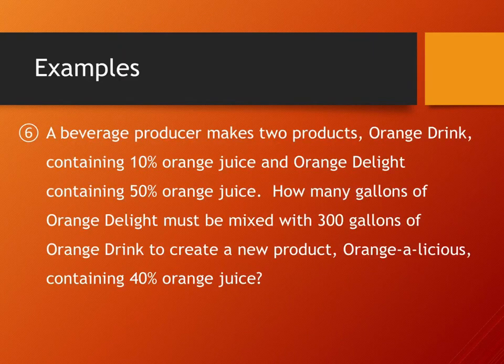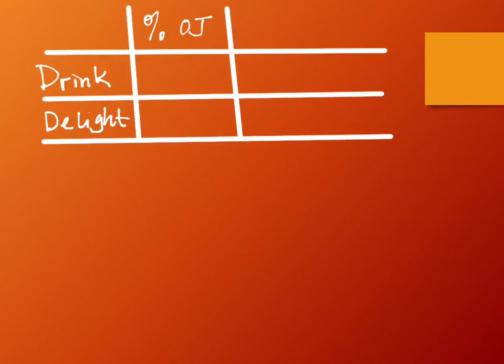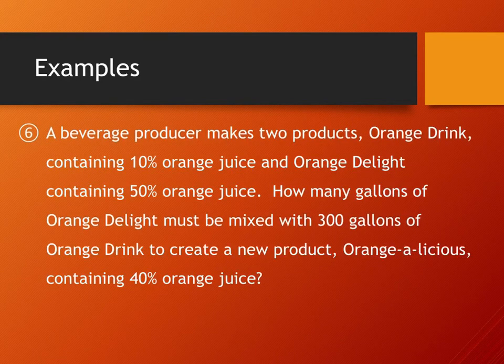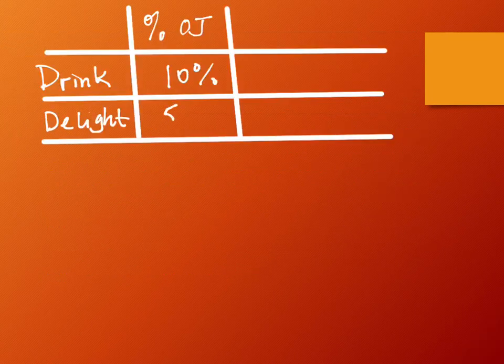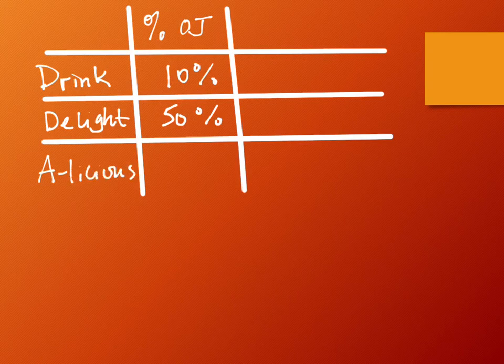So if you look back over here, what is the percentage of orange juice in orange drink? It's 10%. So for right now, I'm just going to write 10% in my table. What is the percent of orange juice in Orange Delight? 50%. Oh, there's one more. Sorry, I left it off. Orangelicious. That's the one we're trying to create, isn't it? So it's just going to say Orangelicious. What do we want our Orangelicious percentage to be? Yeah, it's 40%.